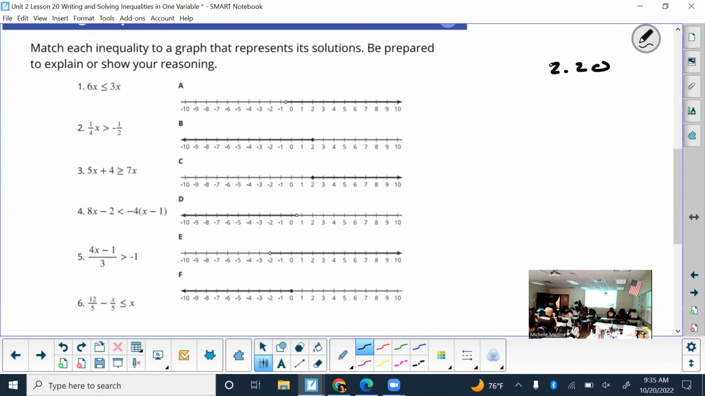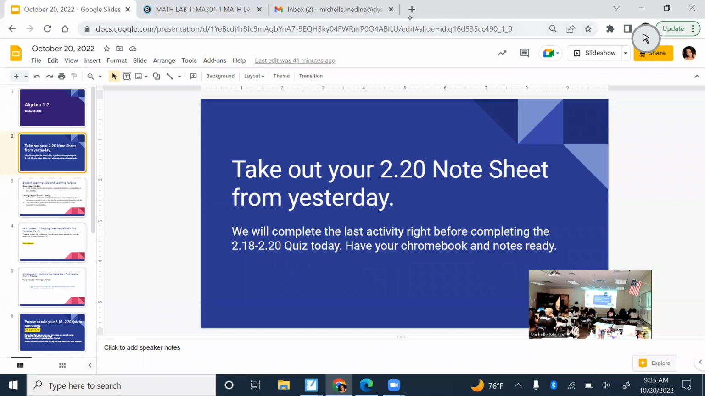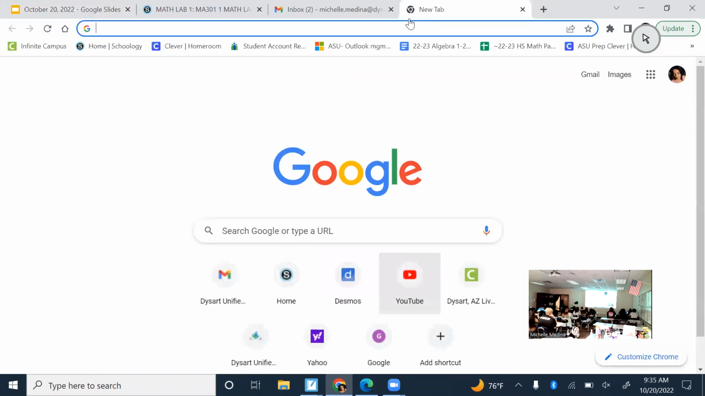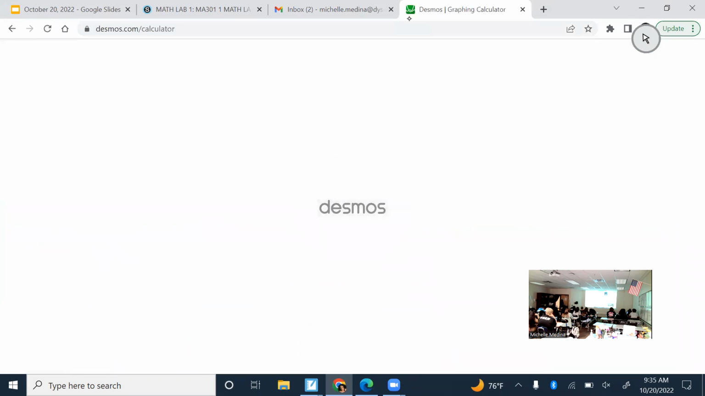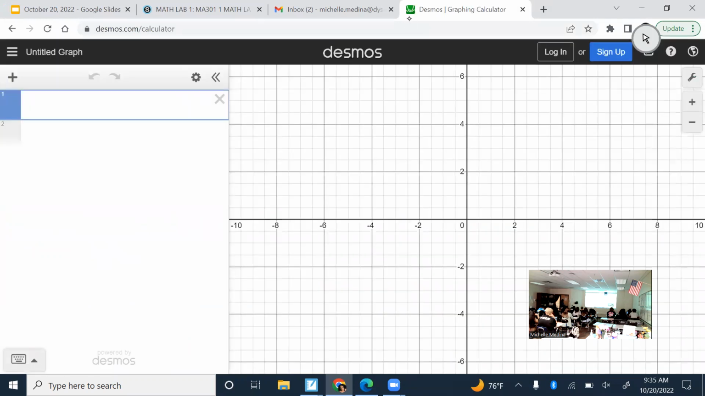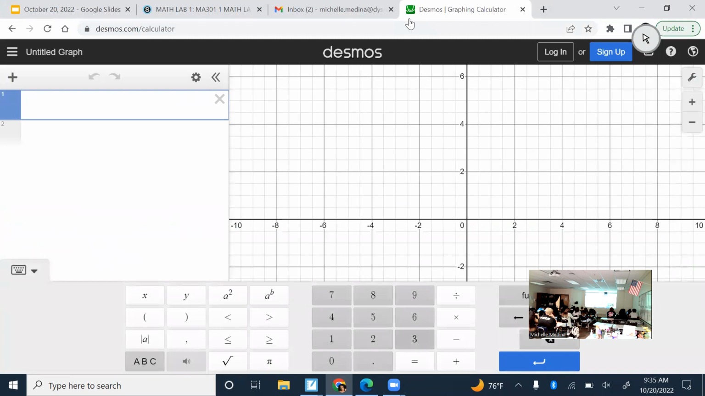I showed you how to solve these algebraically, which you do have to know how to do. But I also showed you how you can check your answer. How can you check your answer? Through Desmos. Don't 100% rely on it, because you still have to know how to find the error and things like that. But you can just type in the problem.